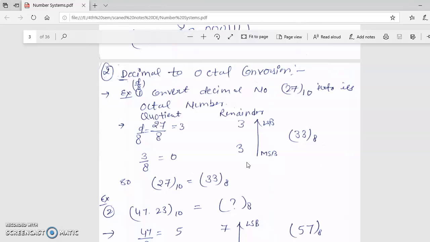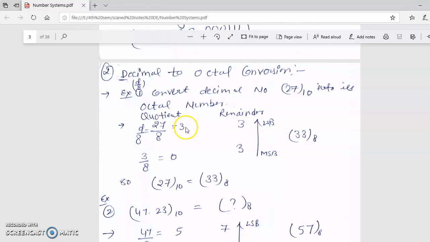It means we divide the given number by the base of the octal number system, that is 8. In this example, convert decimal number 27, which is base of 10, into its octal number. Octal number is base of 8. So the process is 27 is divided by base of 8, and here we write the remainder.